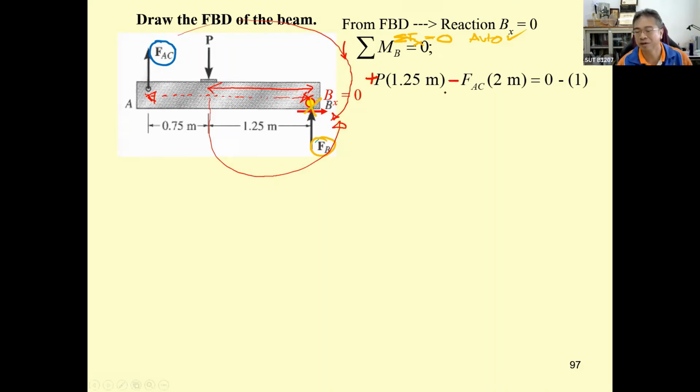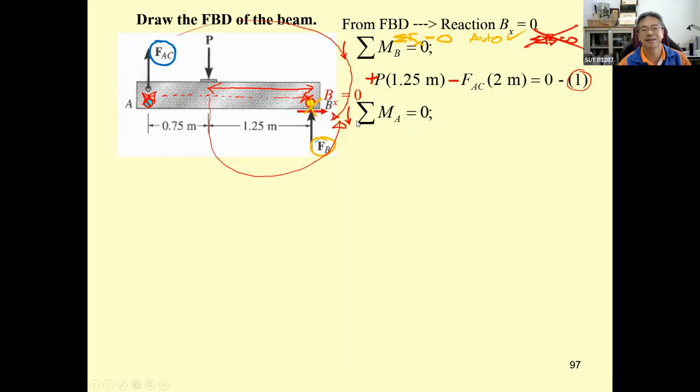Okay, this is going to be our first equation with two unknowns. Another one: summation of F sub y equals 0. Or if you don't like it, you can just take the moment at point A. You can use this one instead of summation of F sub y equals 0.